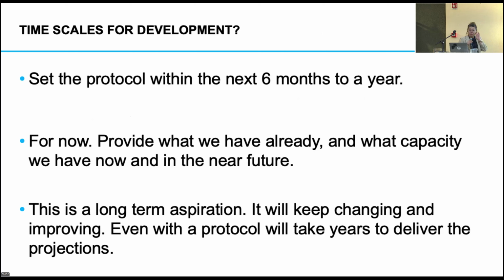So the time scale for the development of this, the way we see it, is that we will want to set this protocol within the next month to a year. That will be the main focus for the next year for Flame, I think. At the same time, though, we can, for now, provide what we have already available.